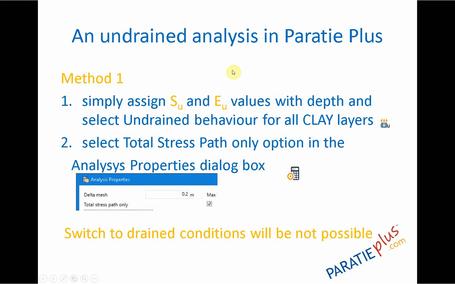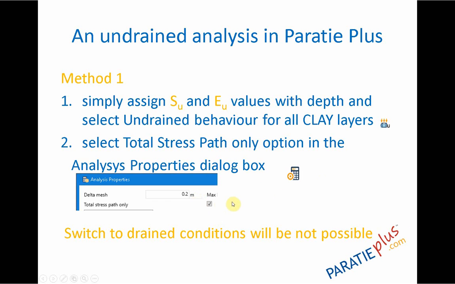So how can we do the calculation with Paratie Plus? Essentially, very briefly, we can say that both methods are possible. With method 1, we simply assign the undrained shear strength and some undrained elastic modulus varying with depth for all the clay materials, and we must simply select an option in which we say that everything must be done following the total stress path only. This is in the analysis tool property dialog box.